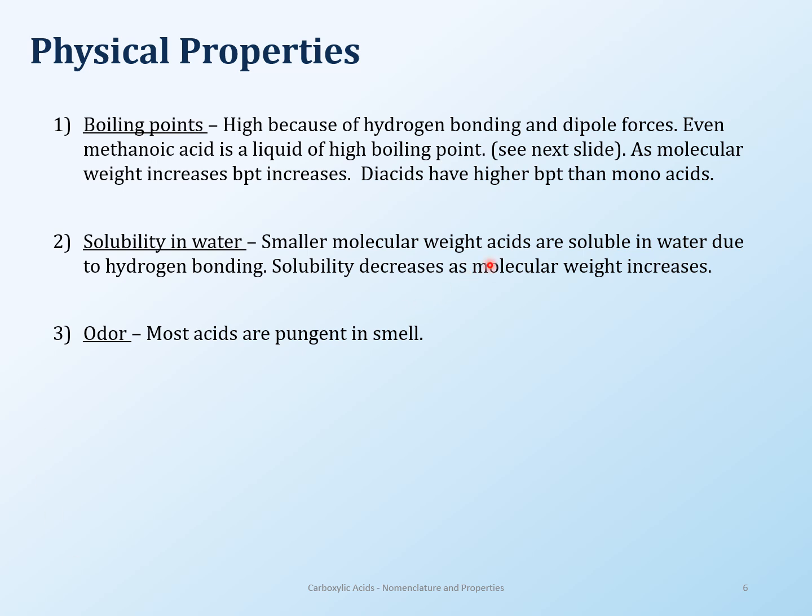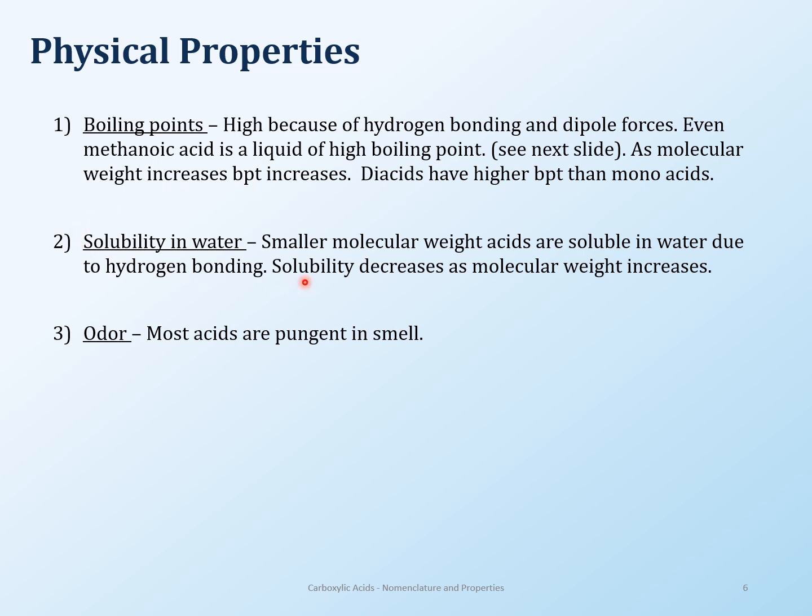Some of the physical properties of carboxylic acids: one, of course, they have really high boiling points because they have hydrogen bonding, first of all, from the OH group. And then, of course, they have the carbonyl group, so they have dipole forces. So they have 2 of these very strong intermolecular forces. Even the simplest of the acids, the first one, methanoic acid, has a high boiling point. As the molecular weight increases, boiling point increases. Diacids will have a higher boiling point than the monoacids, since everything is doubled. So boiling points are really high, and you don't really have any gases. Everything starts from a liquid and goes onwards to solids.